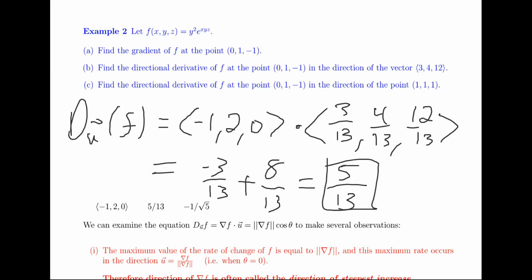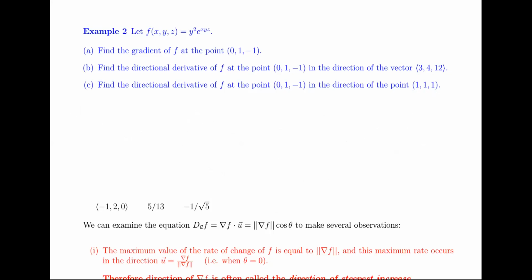Go ahead and practice on your own and find part C. Again, what you'll want to do there is find the unit vector in the direction of the vector 1, 1, 1, and then take the dot product of that with the gradient that we found, and that will tell you the directional derivative, and that will complete this video.